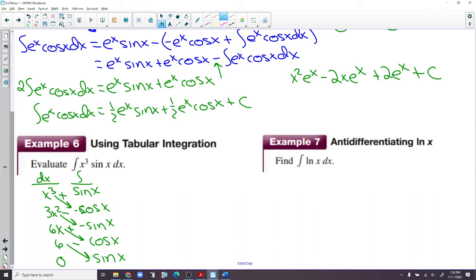And now we just have to write the answer. So negative x to the third, cosine of x, and then minus and minus is a plus. So plus 3x squared sine of x, plus 6x cosine of x, and then minus 6 sine of x, plus c.